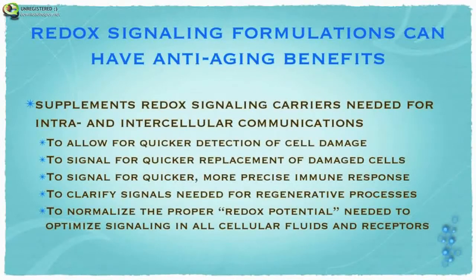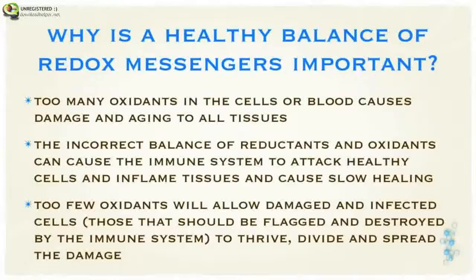Anti-aging benefits are also seen when we notice that there's quicker detection of cell damage, quicker replacement of damaged cells, a more precise immune response, an activation of a proper redox potential that optimizes signaling and communication in our cells. So, why is a healthy balance of redox messengers important? Too many oxidants in the cells or blood causes damage and aging to all tissues.